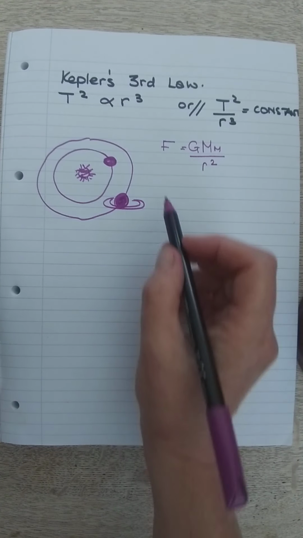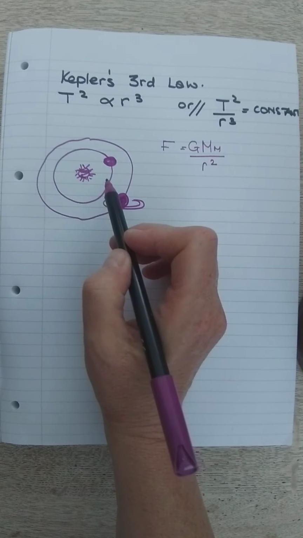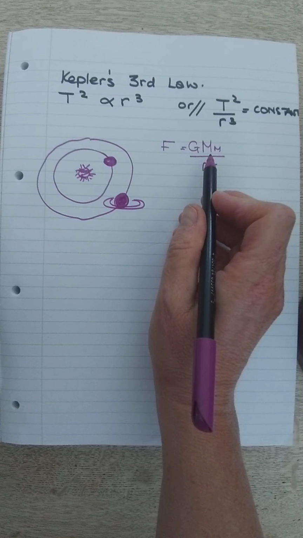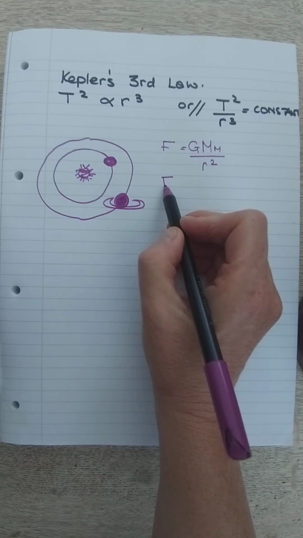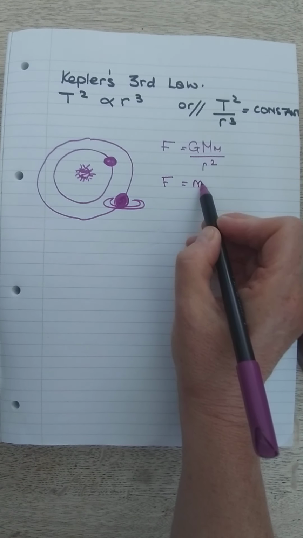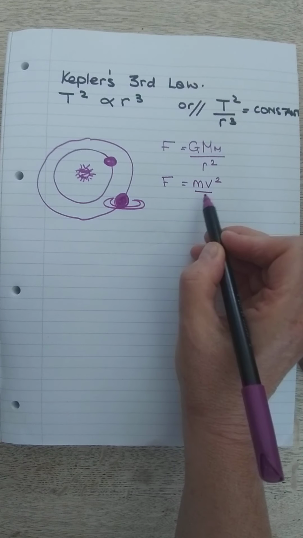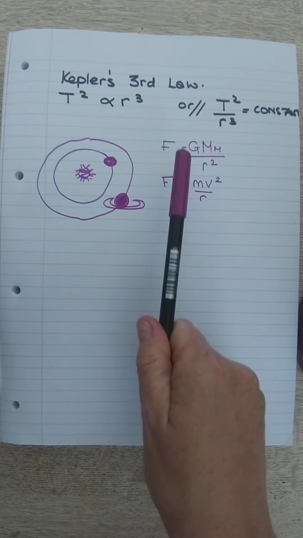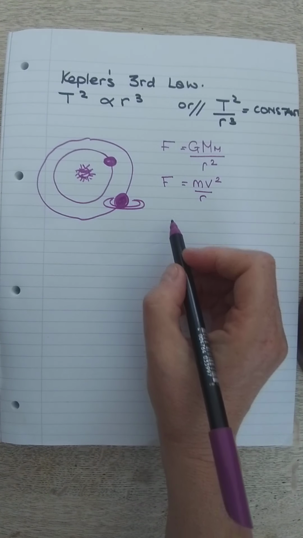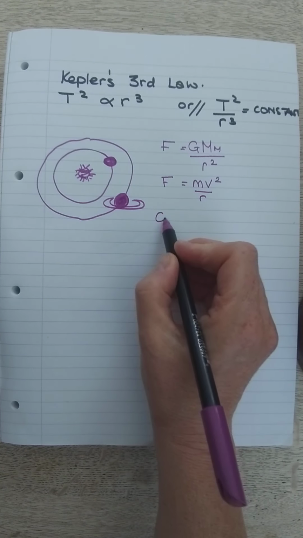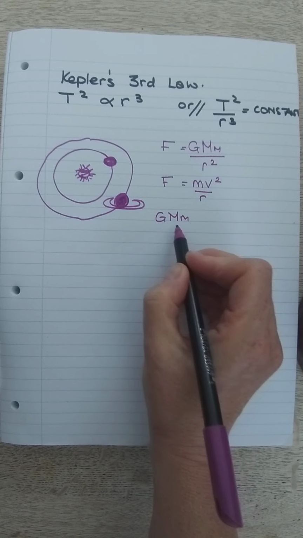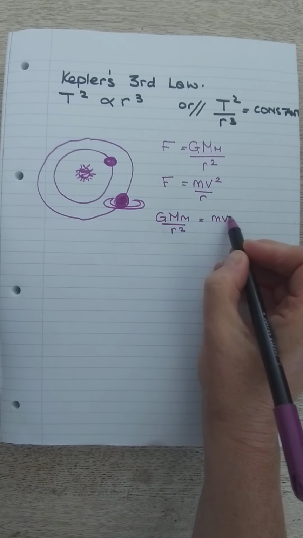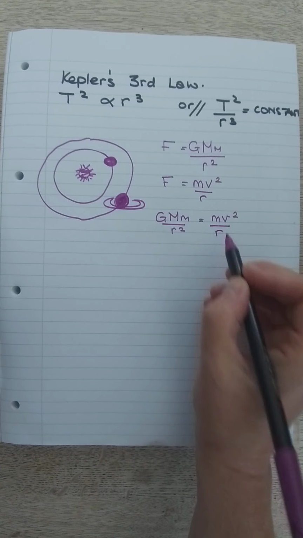Okay. And if we accept that they are moving in a circle, then we also know that that gravitational force is also a centripetal force, so we can use F equals mv squared over r. Now these two forces are one and the same thing, so it's possible for us to equate them. So we can say, okay, big G, m over r squared is equal to mv squared divided by r.